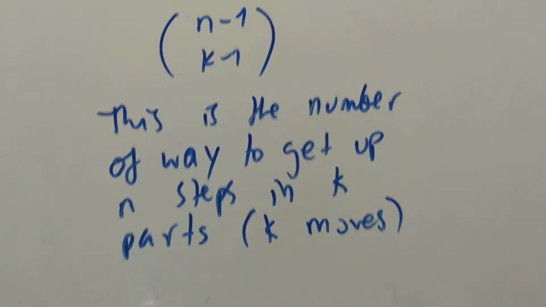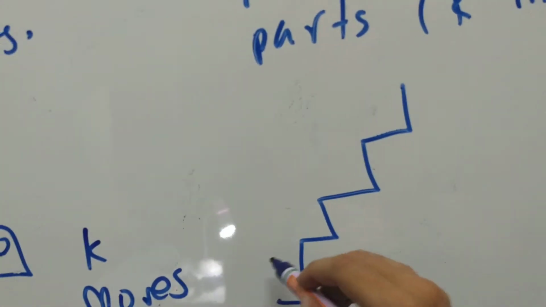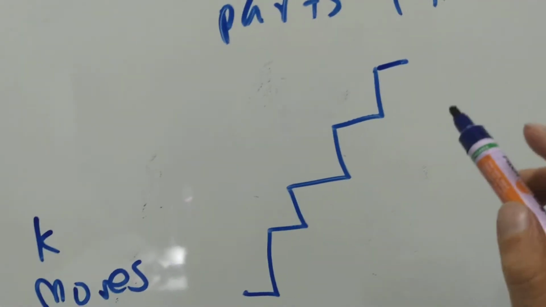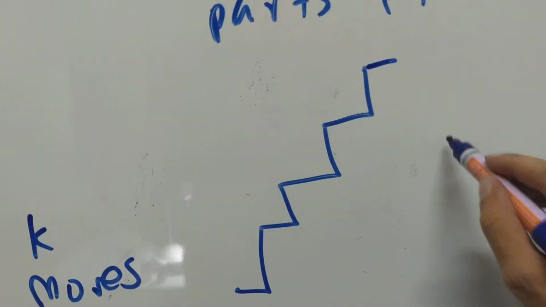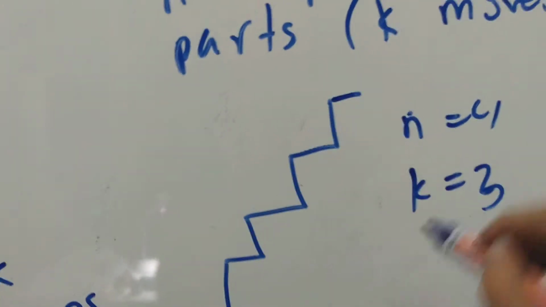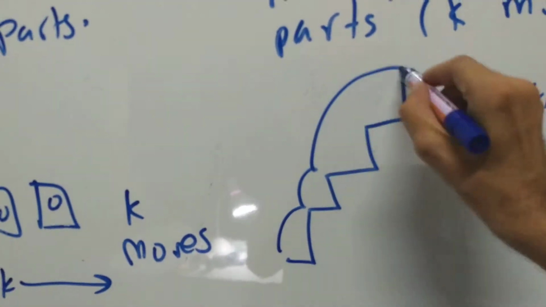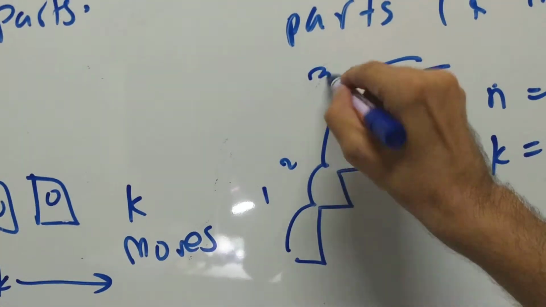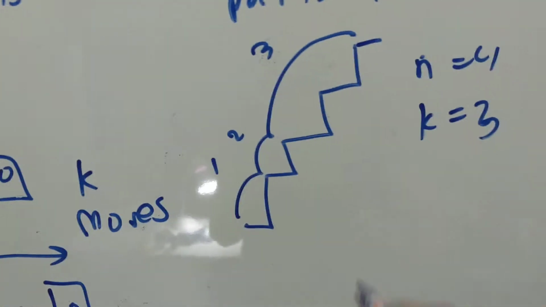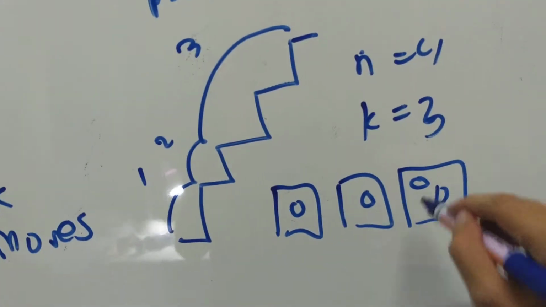Okay. So for example, let's take an example. We have 4 steps: 1, 2, 3, 4. We want to get up in k moves, let's say k is 3, and n is 4. So 3 moves: 1, 2, 3, for example. See, I count this. I take 1 step here, 1 step here, 2 steps here. So that corresponds to 1, 1, 2, like that.